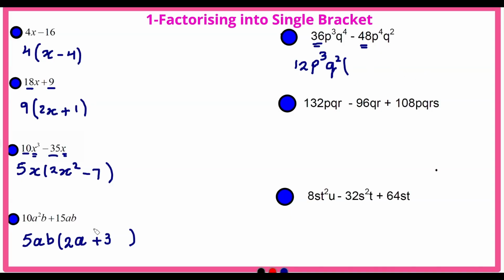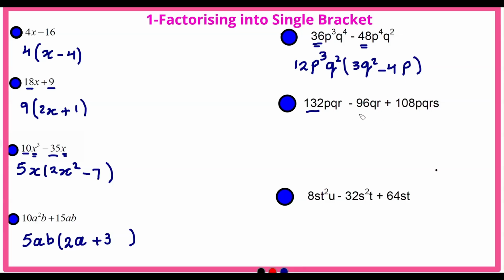Then I do what I did here. Same thing. So I divide that by that. What do I get? I get 3q squared. This divided by that, I get minus 4p. q squared divided by q squared is cancelled.